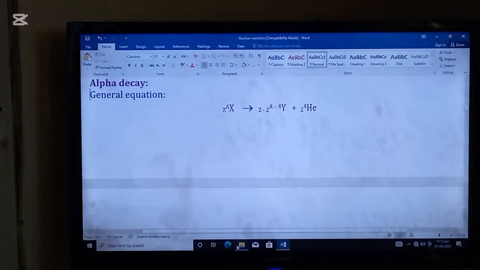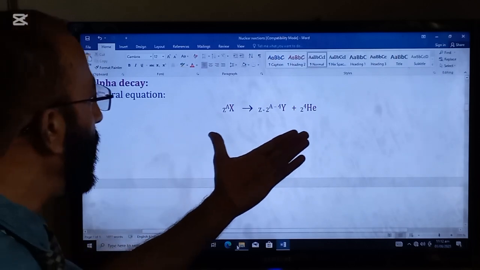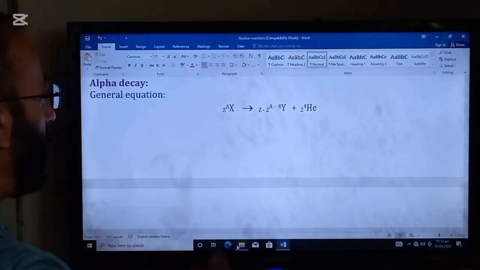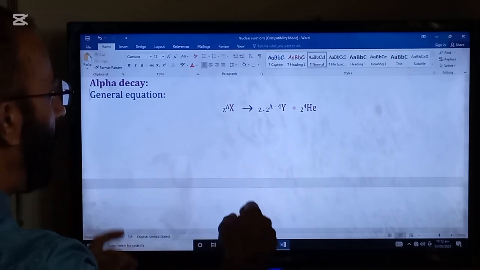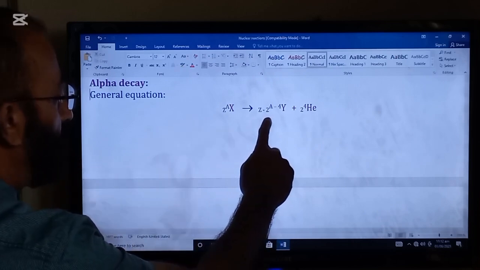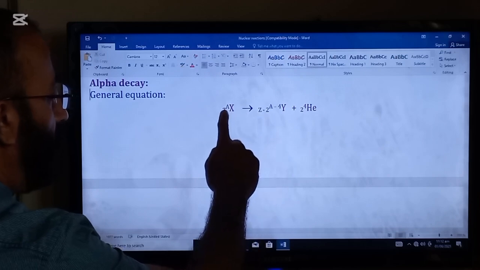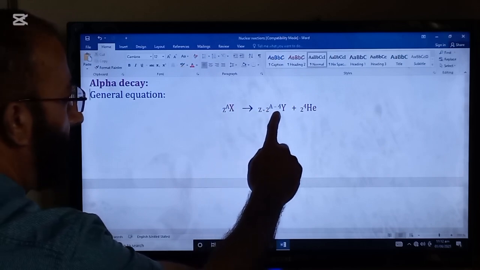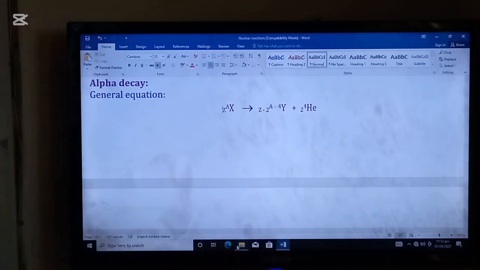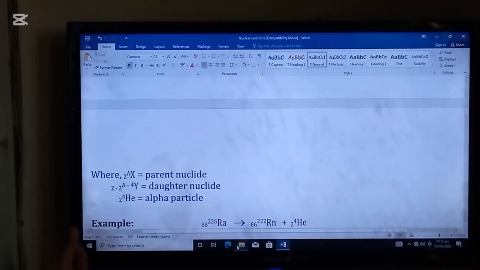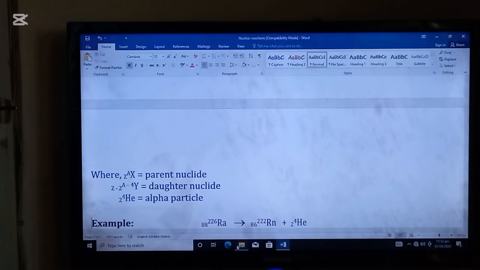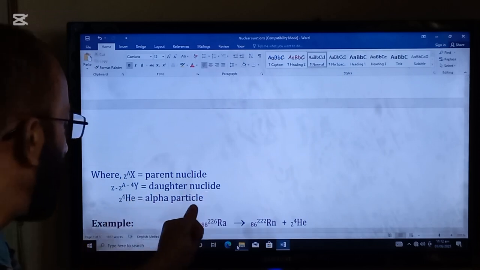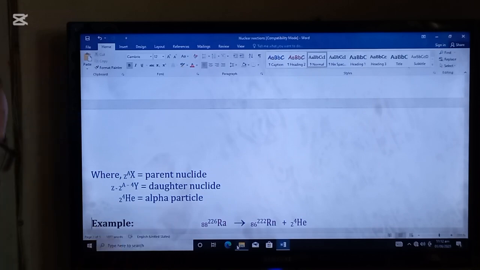Alpha decay. The general equation of the alpha decay is this one. Here is the original nucleus, and after alpha decay, the proton number will be decreased by 2 and the nucleon number will be decreased by 4, where this is the parent nuclide, this is the daughter nuclide, and this is an alpha particle.